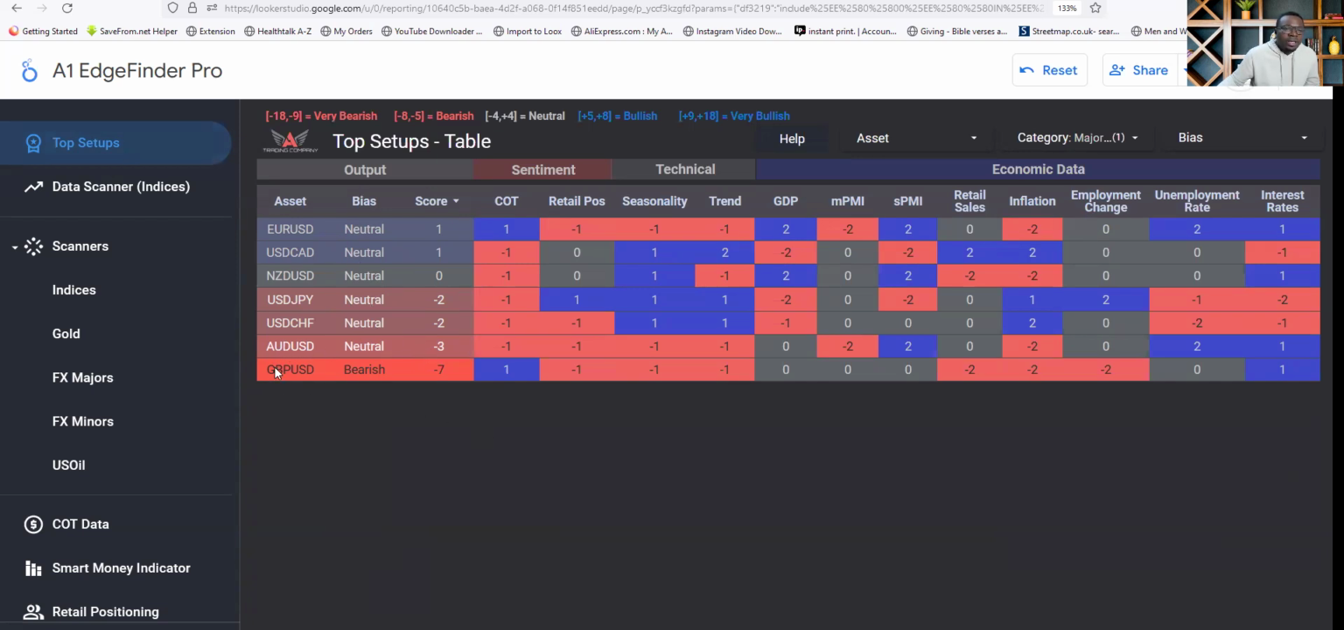It's already turning there, and British pound/USD will become bearish, and New Zealand/USD will become bearish, and then Euro/USD will become bearish. So there will be a shift on that. So we're going to watch this out this week.